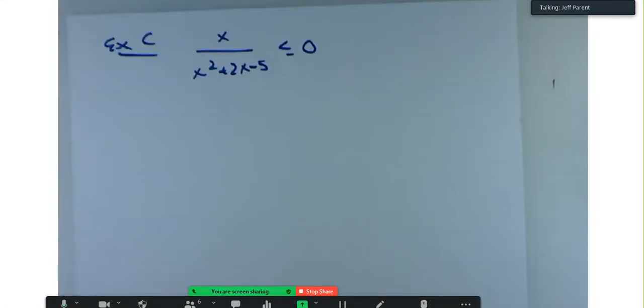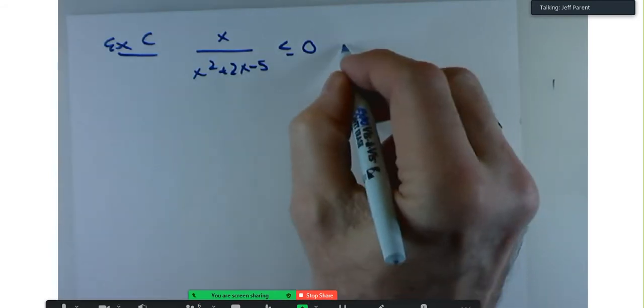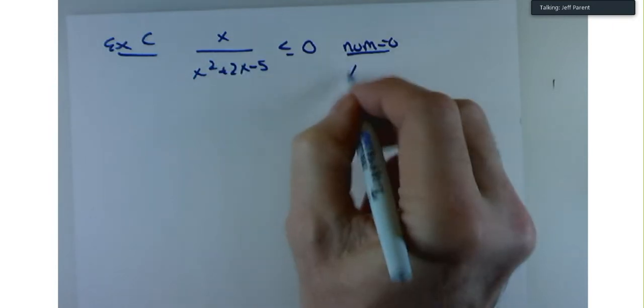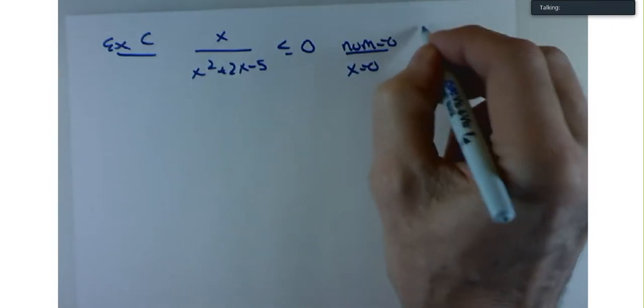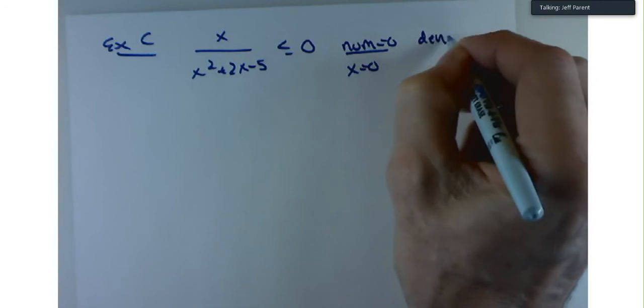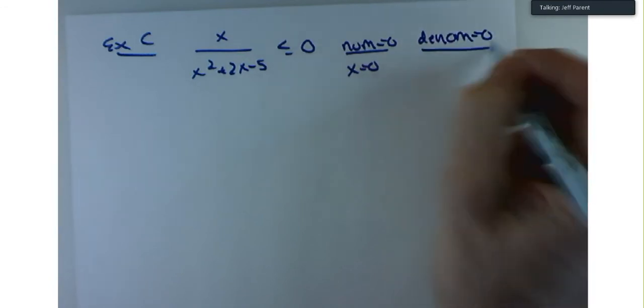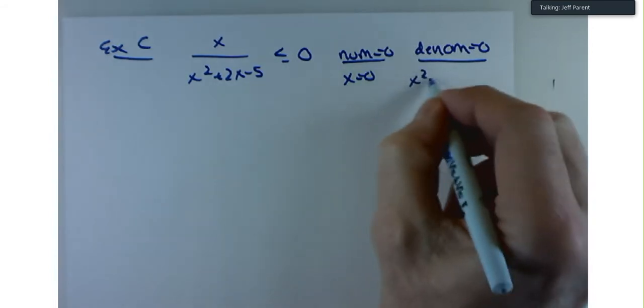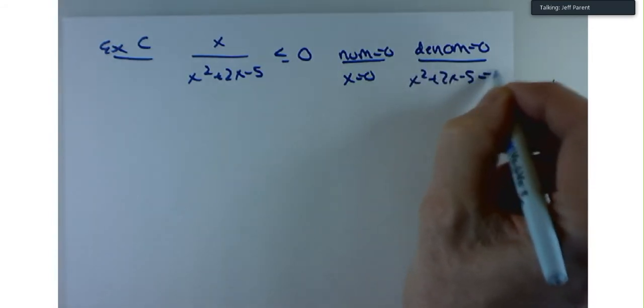Now I've got to find a couple types of points. I've got to find where the numerator equals 0. Well, that's pretty easy, right? That's just x equals 0. But what about the denominator equaling 0? That, you're going to have to trot out the quadratic formula. x squared plus 2x minus 5 equals 0.